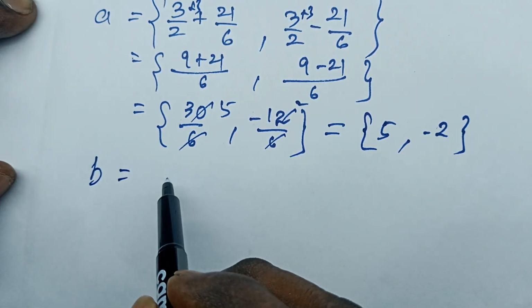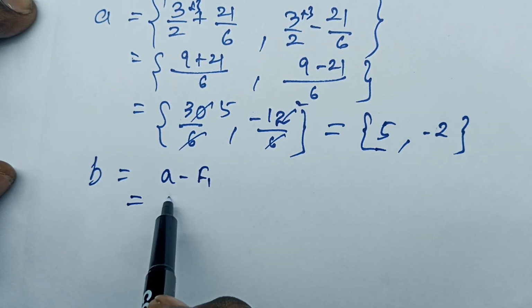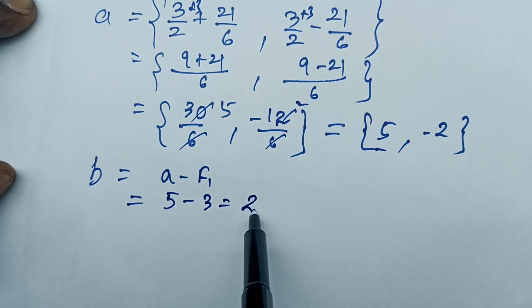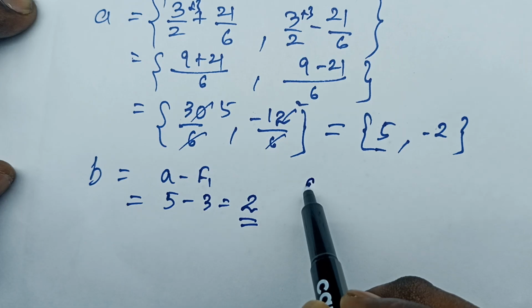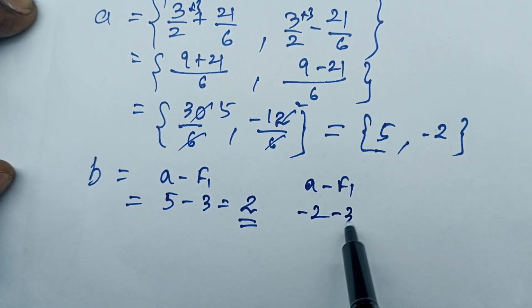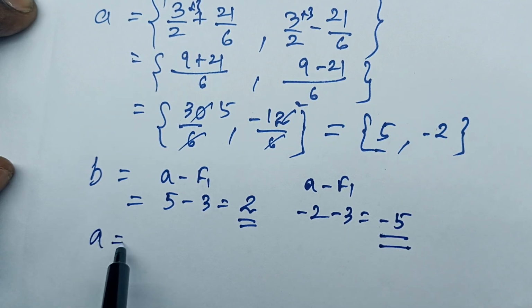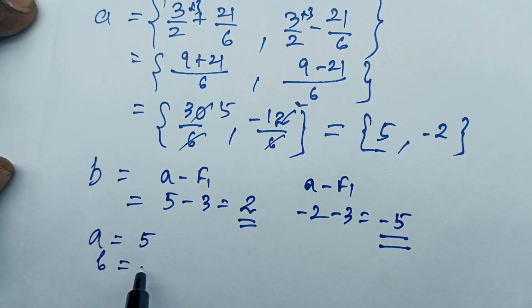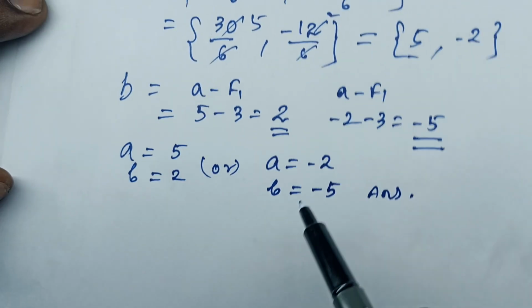b equal to a minus f1. Here 5 minus 3 equal to 2, and a equal to minus 2, minus 2 minus 3 equal to minus 5. So a equal to 5, b equal to 2, or a equal to minus 2, b equal to minus 5. This is the answer. Now verify.